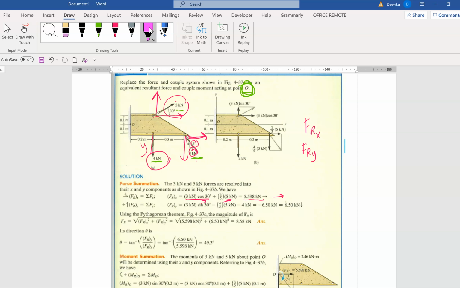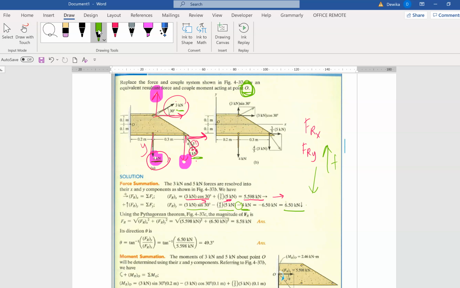Now we're going to do Fy. We have a component Fy here, here, and here. So we have 3 sine, and then 4 over 5 times 5, and then we have an existing 4. Please be careful of the negative sign. Whatever is pointing downward for the y-axis will be negative, and whatever is pointing upward is positive. So with that, we have 6.5 pointing downward.